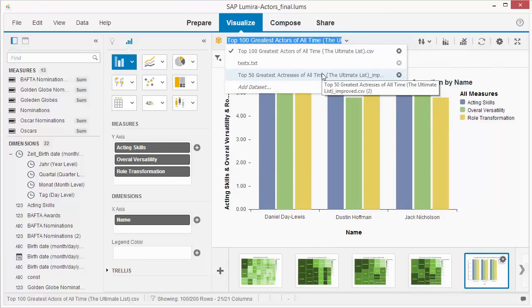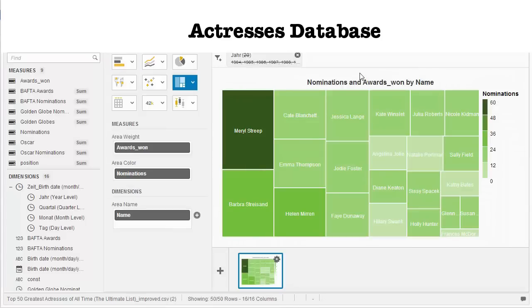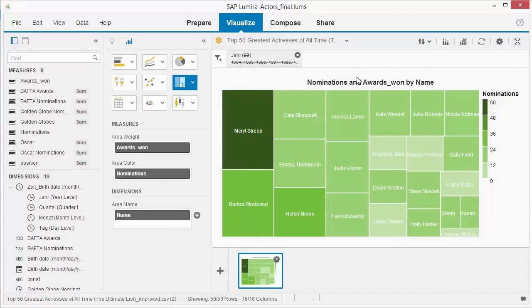Next, he has a look at the actresses. He wants to have an actress as well. For the actresses, he focuses on the nominations and awards won by the respective actress. Meryl Streep is the perfect actress for his movie.